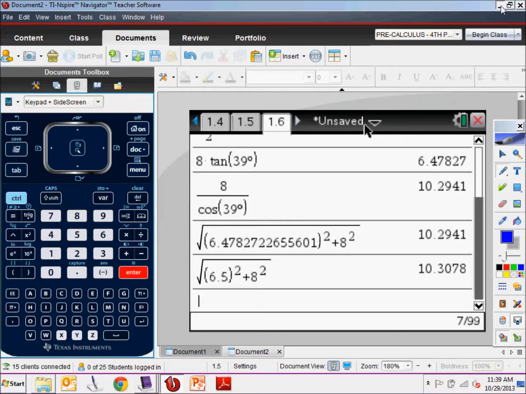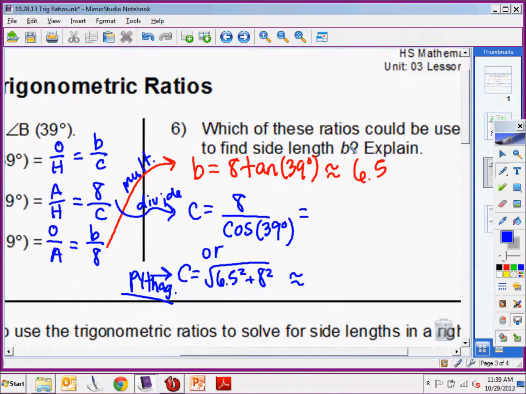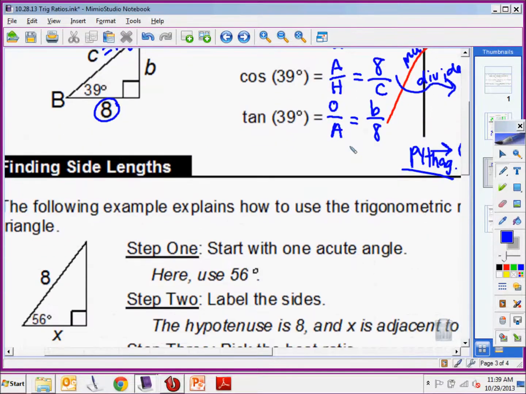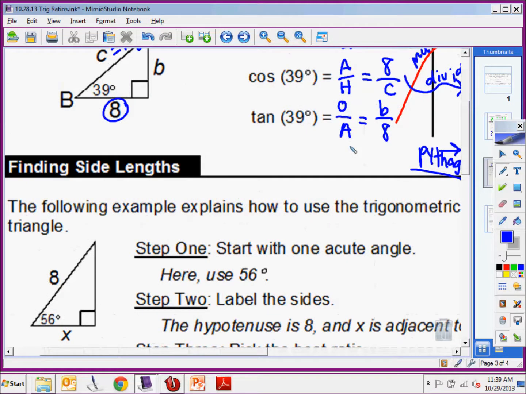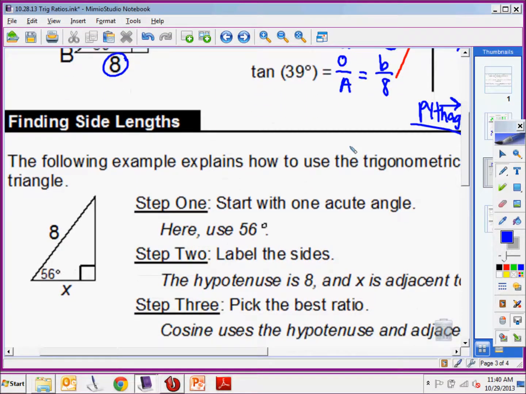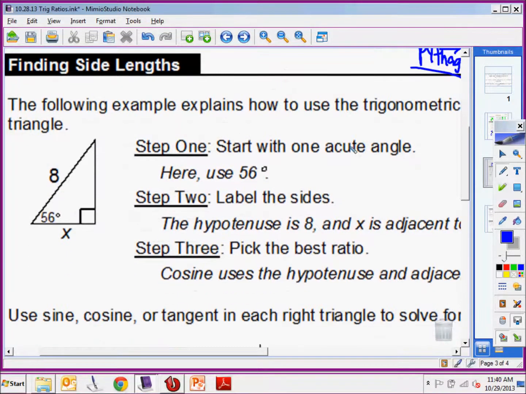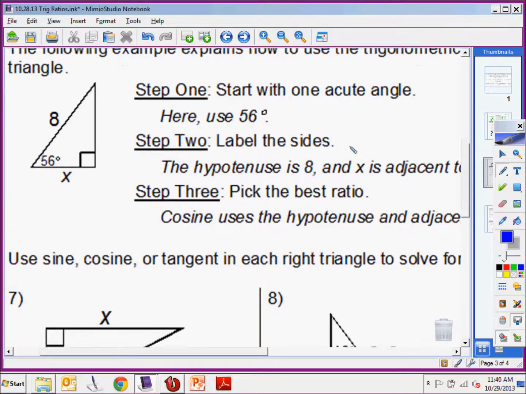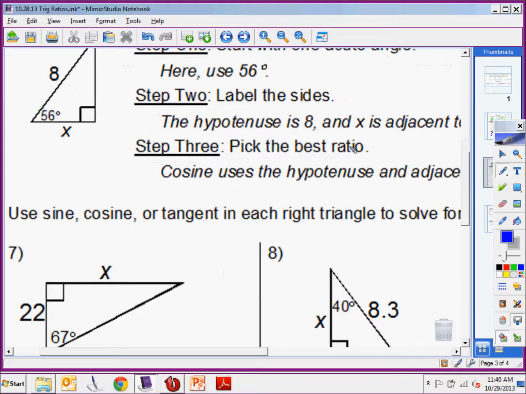Perfect. How do we still feel about trig? How do you feel about trig? It's great. It's not bad, is it? Just a lot of shapes. It's one shape, a triangle. To be specific, it's a right triangle.